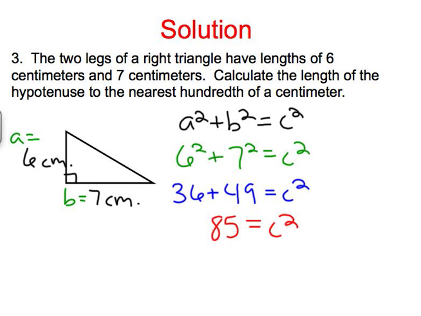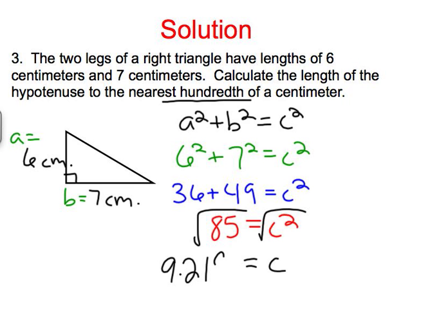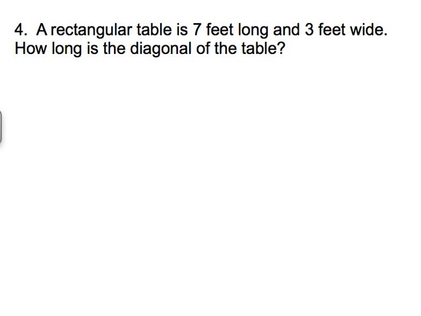And then remember, lastly, we need to take the square root of each side, and our c value equals, we have to go out to the nearest hundredth, so we have 9.219. But since it's the nearest hundredth, remember we want to round that up to about 9.22 centimeters long for the length of our hypotenuse. All right, let's go on to the last problem for today.